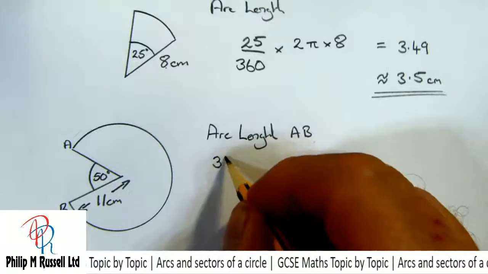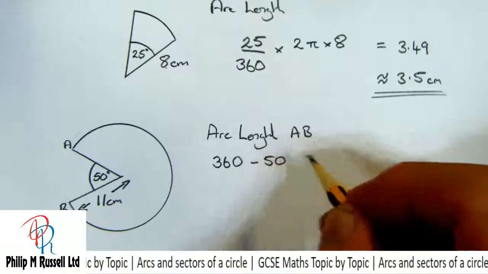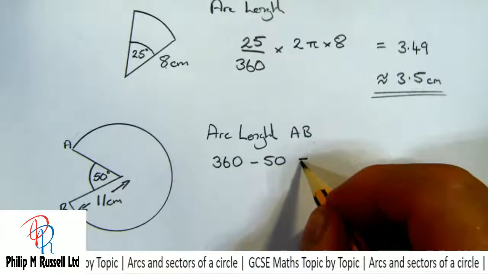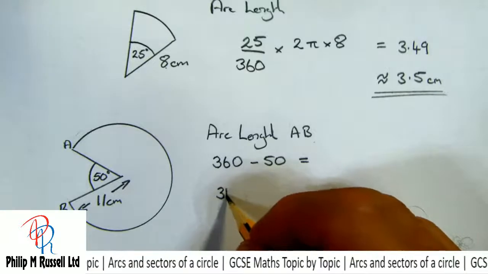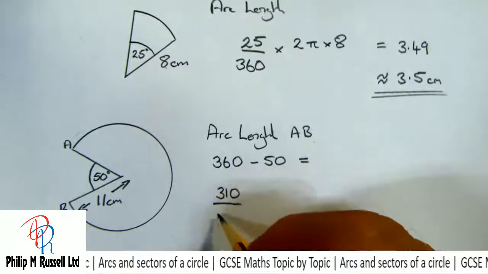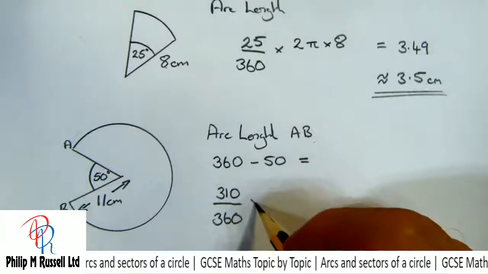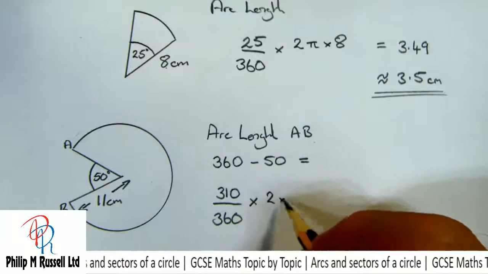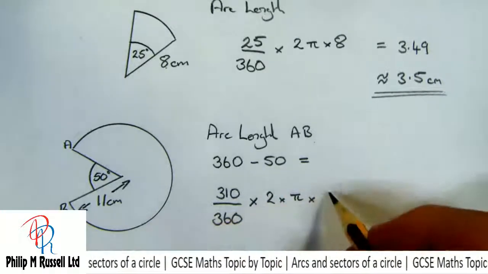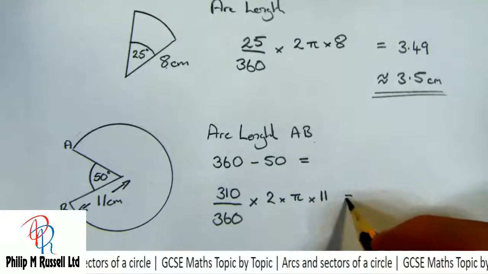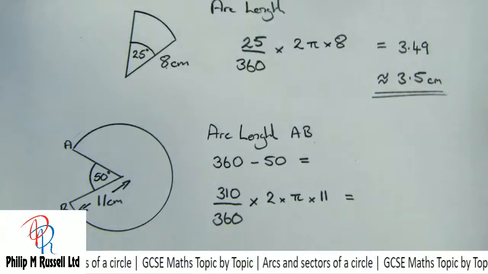So first of all, what we need to do is take our 360 degrees and take away our 50. That's going to give me my 310 over 360, because it's now the same sum as it was before, times 2 times pi times, this time, 11. So we can pop over to the calculator and we can work this one out.